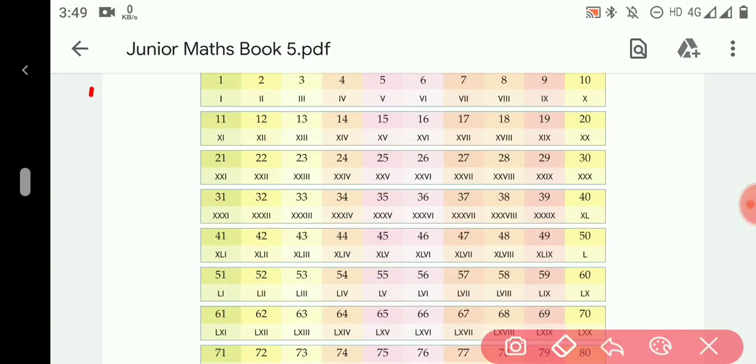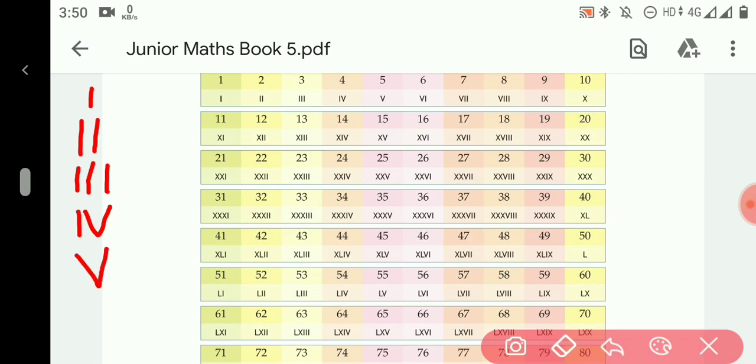1 is written as I, then 2 is written as II, then 3 is written as III, then the fourth one is written as IV, the 5 is written as V. The 4 is written as IV because it is 1 less than 5, so I will be placed on the left side of V. The 6 is written as VI because it is 1 greater than 5, so I will be written on the right side of V.